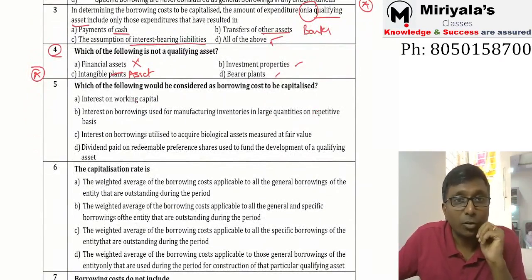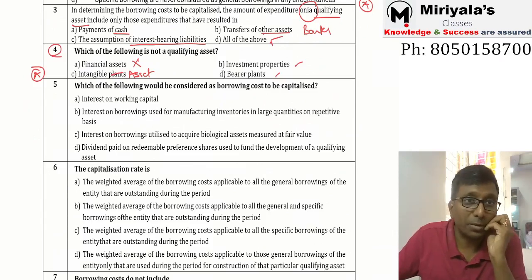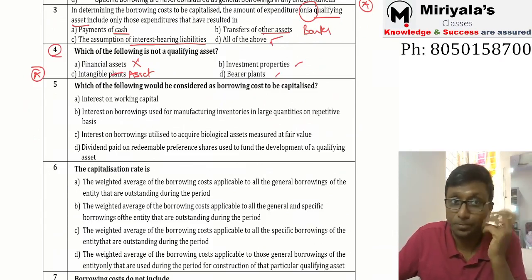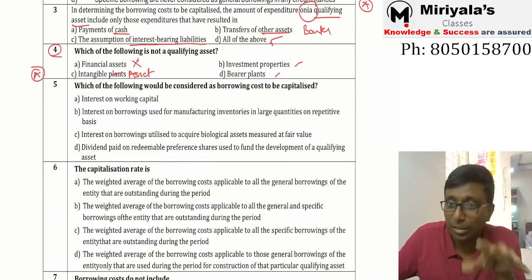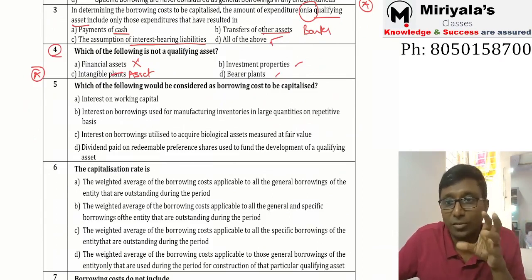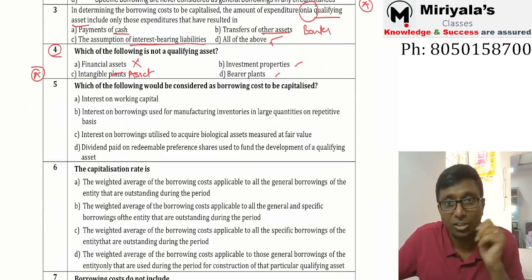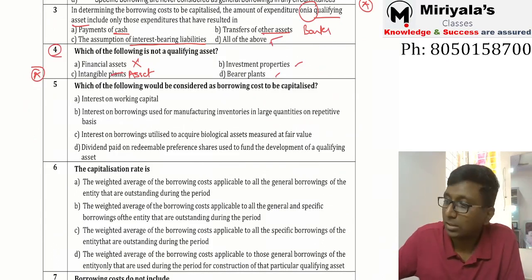Next. Which of the following would be considered as borrowing cost that is going to be capitalized? Interest on working capital? Yes, it can be. Interest on borrowings? Yes, my dear. Interest on working capital also can be correct under general borrowing, not obviously specific borrowing. Interest on borrowings used for manufacturing inventories in large quantities on a repetitive basis? If it is on a repetitive basis, then obviously not. Interest on borrowing utilized to acquire biological assets, right?